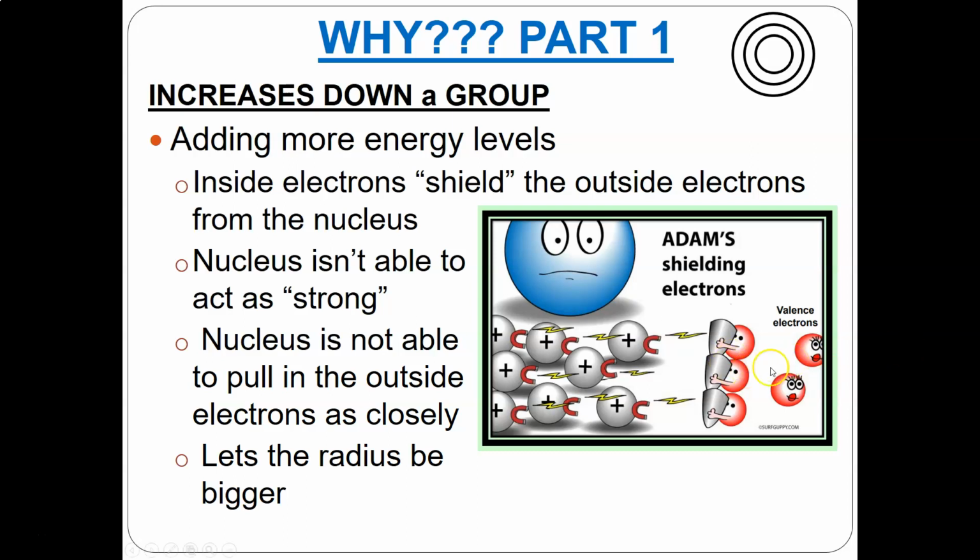We also have a little bit of repulsion between these electrons as well, don't we? They don't all want to crowd together. So that's another aspect to think about. So you can see that as we go out and get more energy levels, these inside ones are going to shield the valence electrons so the nucleus cannot pull them in as tightly.